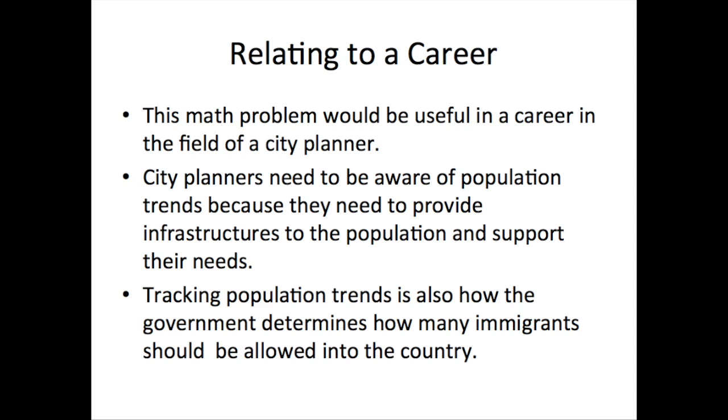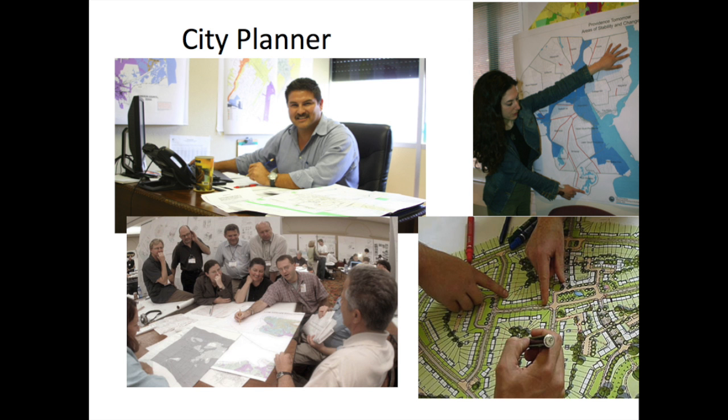Now, I know you're wondering, how does this relate to anything? Well, there are careers that relate to this type of population question. For example, the city planner. A city planner needs to be aware of the population because they need to provide facilities, infrastructure, and support their needs. Also, government determines how many immigrants should be allowed into this country, which heavily influences the population. So when the population is low, they would allow more immigrants in. This is how it relates to city planning. Here is a picture of what a city planner does in their daily life.